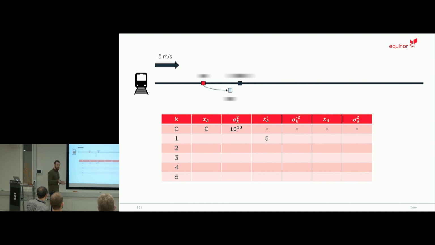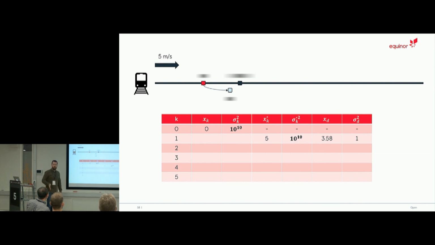But still, 1 second later, I know that my train is moving at 5 meters per second. So still my new estimate, my new forecasted value of the train's position, is 5. But I have no confidence in this estimate, but it's still my estimate. Now I do a real measurement, and I get back that my train's position is actually 3.58.